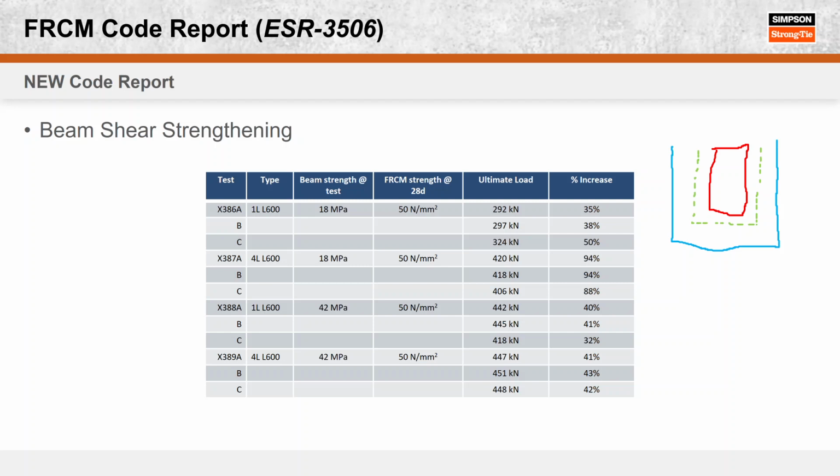But the beam was only 8 inches wide by 12 inches deep, and when you add 4 layers, it becomes probably a 12-inch or 13-inch wide beam.